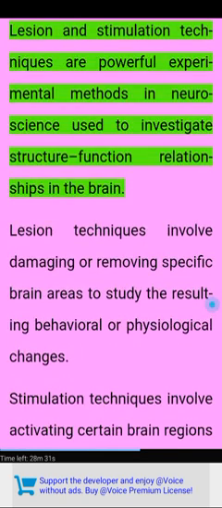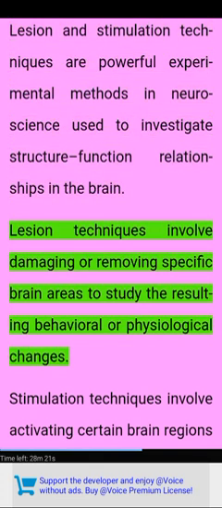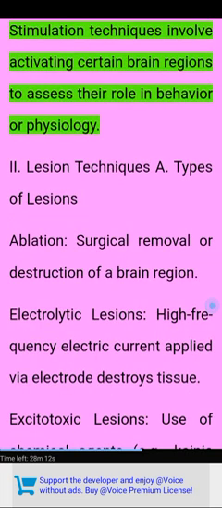Introduction. Lesion and stimulation techniques are powerful experimental methods in neuroscience used to investigate structure-function relationships in the brain. Lesion techniques involve damaging or removing specific brain areas to study the resulting behavioral or physiological changes. Stimulation techniques involve activating certain brain regions to assess their role in behavior or physiology.